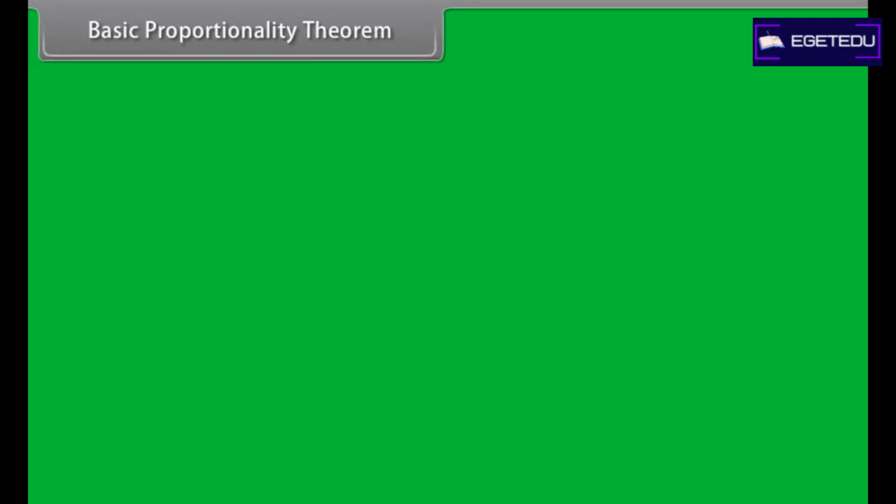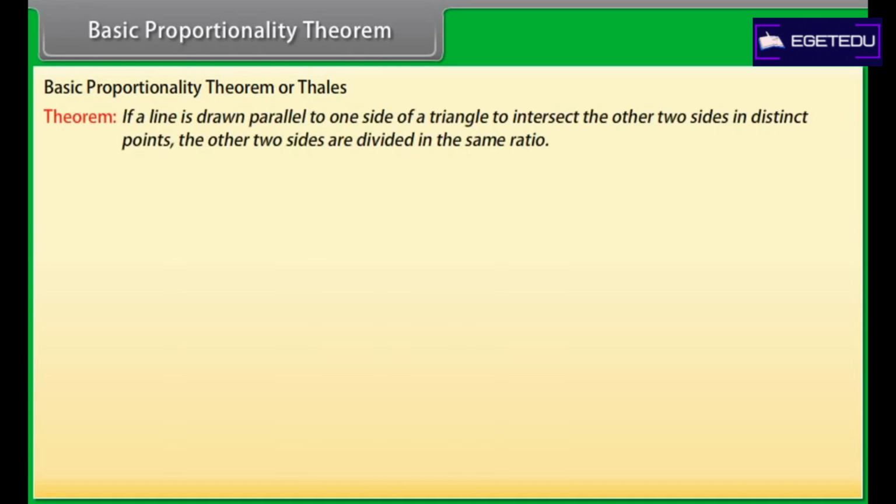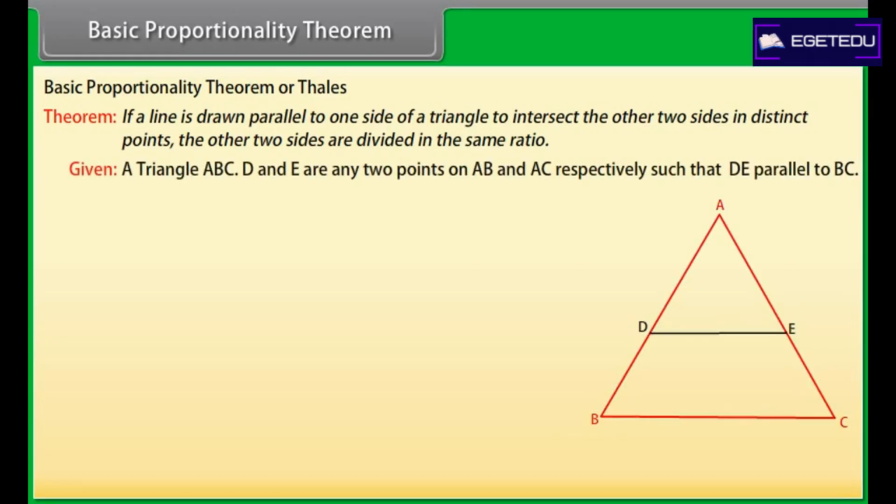Basic proportionality theorem, or Thales theorem. If a line is drawn parallel to one side of a triangle to intersect the other two sides in distinct points, the other two sides are divided in the same ratio. Given a triangle ABC, D and E are any two points on AB and AC respectively such that DE is parallel to BC. To prove: AD/DB = AE/EC.